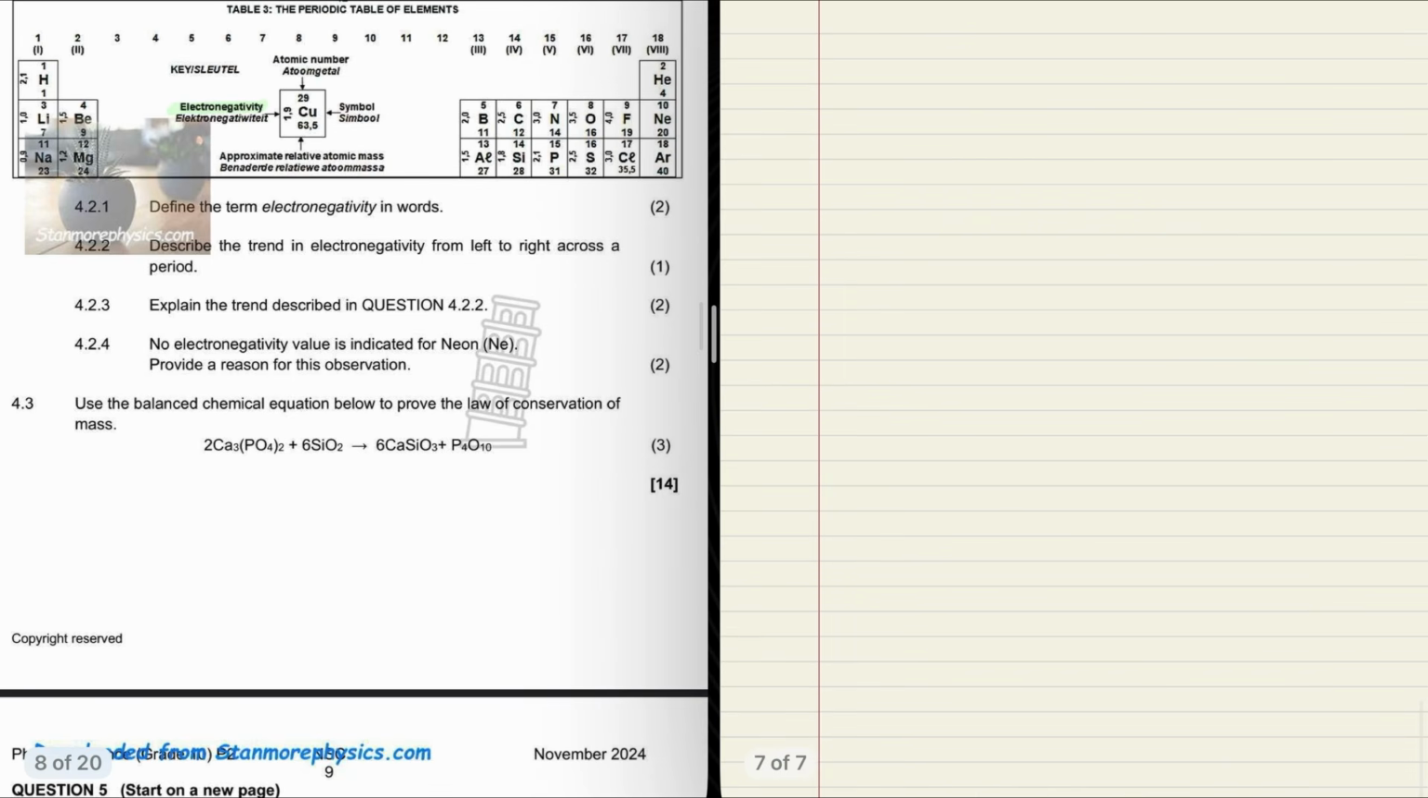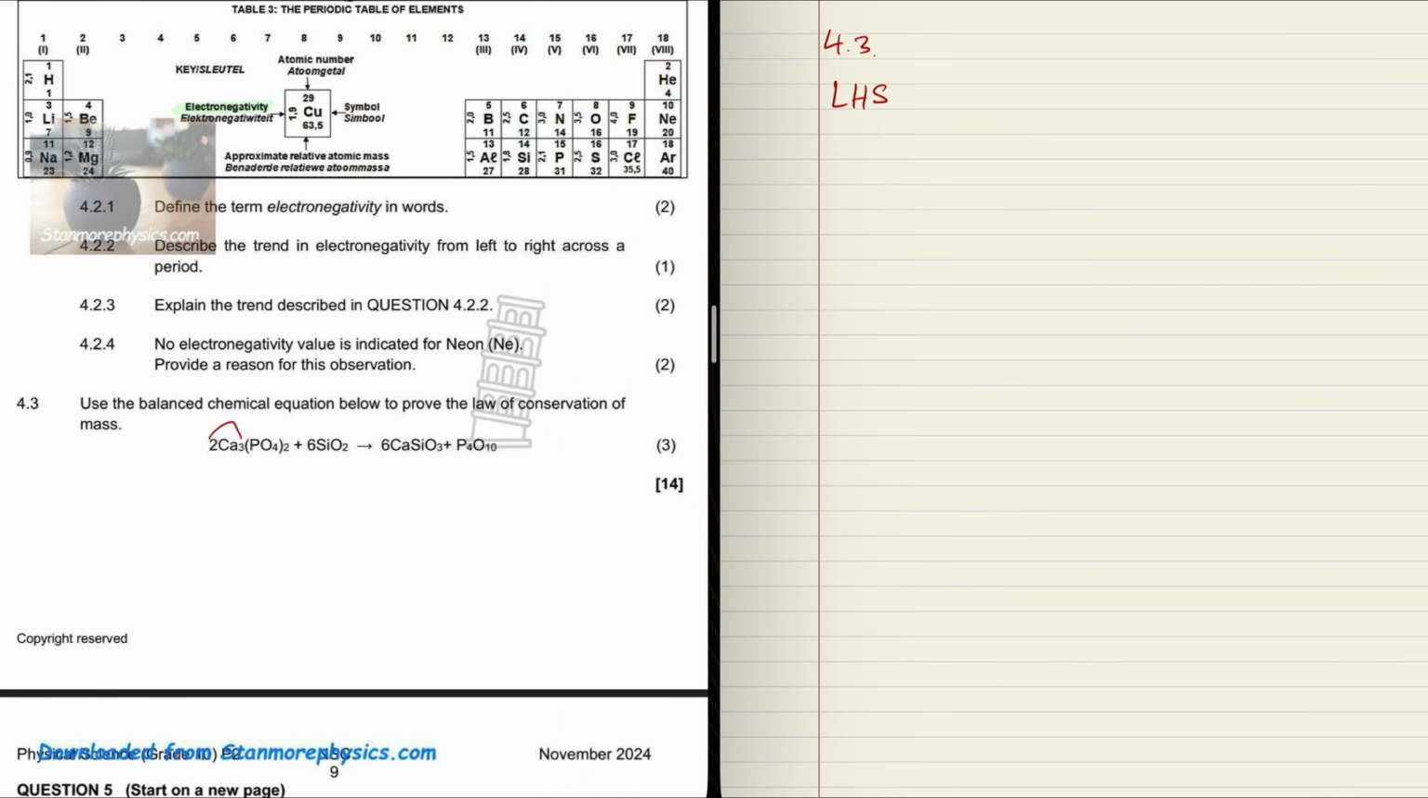Okay, question 4.3, use the balanced chemical equation to prove the law of conservation of mass. Okay, so let's work with the left hand side. So we have 2 times 3, which is 6 calciums. So 6, and the mass of calcium is 40 plus.